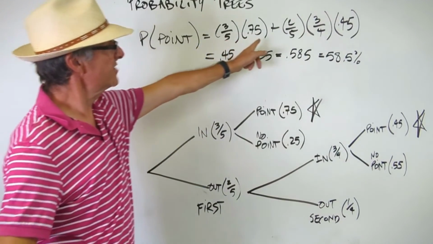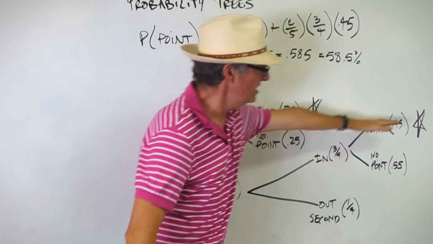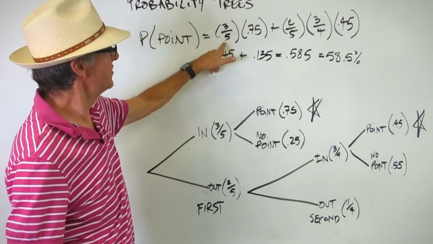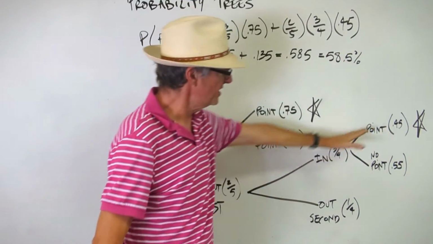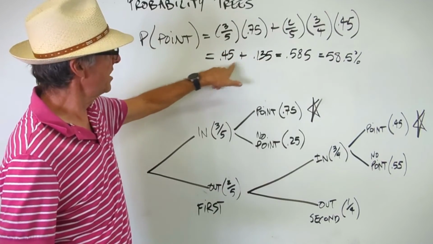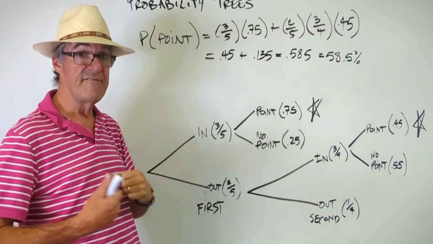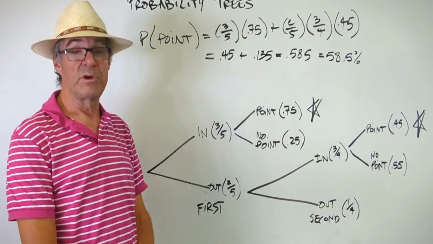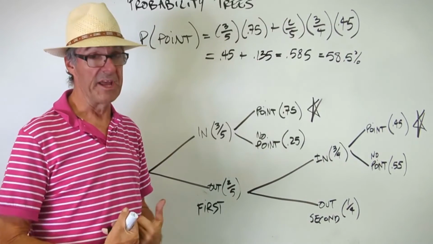So here are my fractions. I just grabbed the fractions from the tree branches that yield the things I'm interested in. So I have these two times each other, and then those three for the second branch, because there's three probabilities to get to the end of that branch. I did my multiplication, got these two numbers, added them together. So the probability is 0.585, or 58.5%, that the server will get a point.